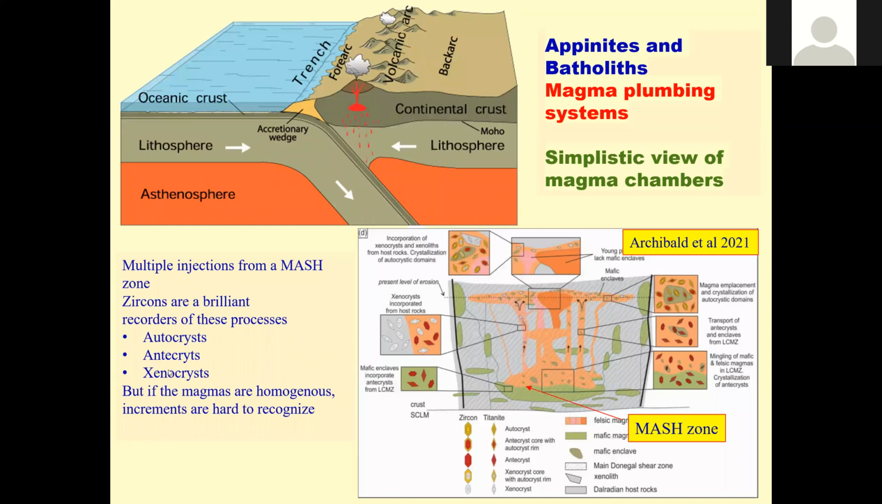Often from things like zircons, which are brilliant recorders of these processes in the autocrysts, which may record emplacement, in the antecrysts, which may record magma gestation time, if you like, before emplacement, and in xenocrysts, of course, incorporated from the wall rock. But if these magmas are compositionally homogeneous, these increments may be very hard to recognize in the field.